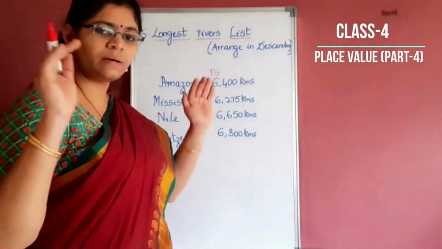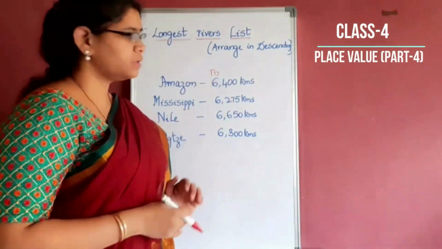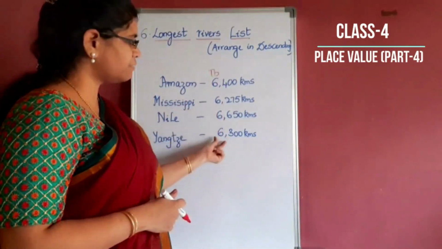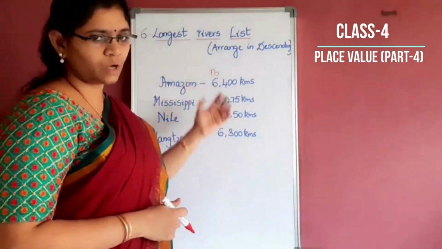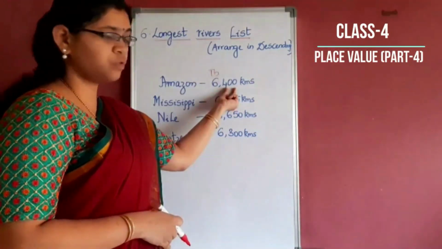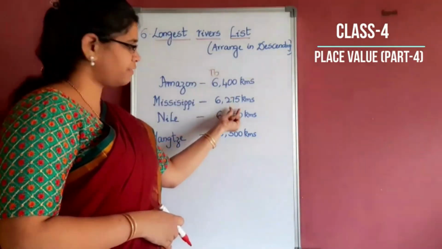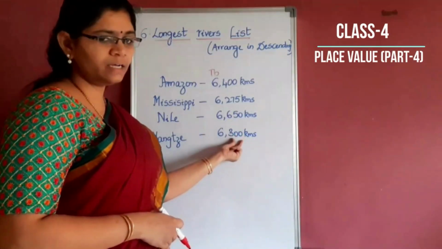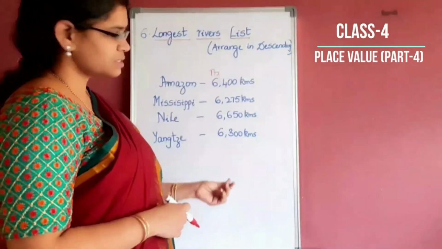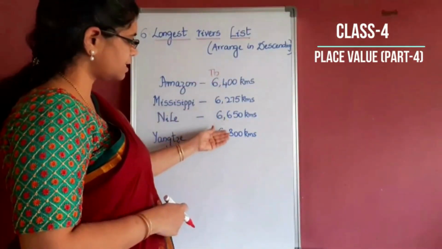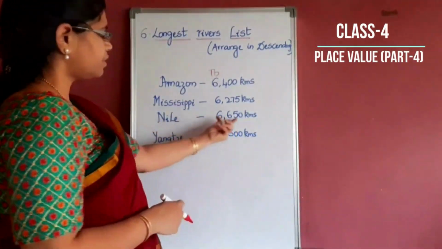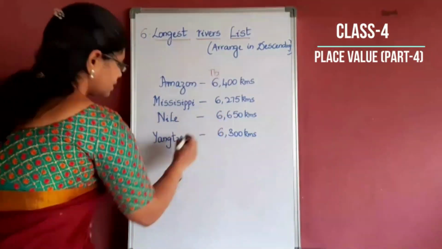Descending order means big to small. So here by looking at the number itself we can say that all the numbers given are 6 in the thousands period. Now let us compare the ones period. Here what do we have? 400, 275, 650 and 300. Which is the biggest one in this? See, 400, 200, 600, 300. This is the biggest one, isn't it? So, Nile River is the longest river here.